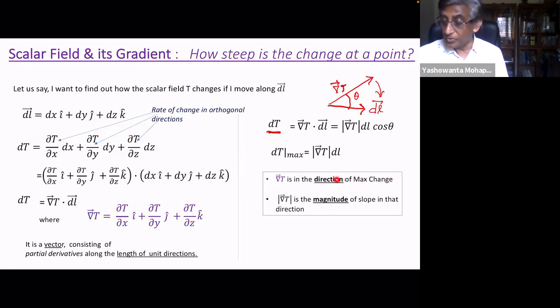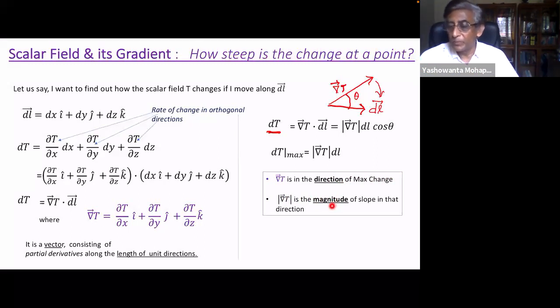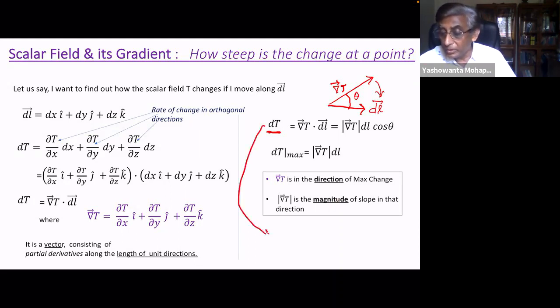It's extremely important to realize this. Okay, so that sets the direction of this vector quantity, grad of t, scalar. And what is the magnitude? Magnitude is the slope in that particular direction. The slope can be different in different directions, but the magnitude of grad is the slope in the direction in which maximum change occurs.